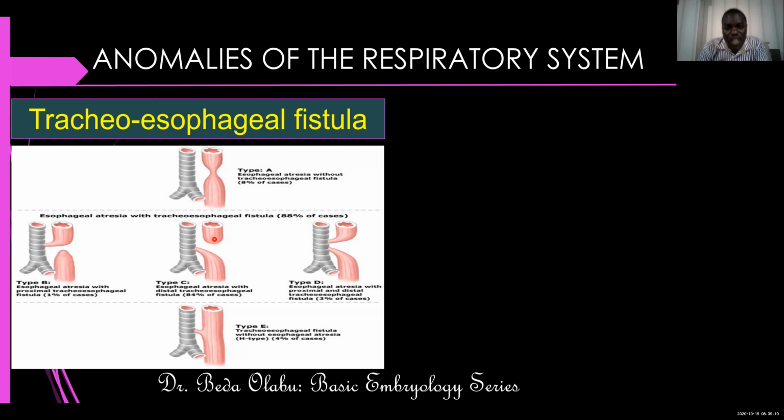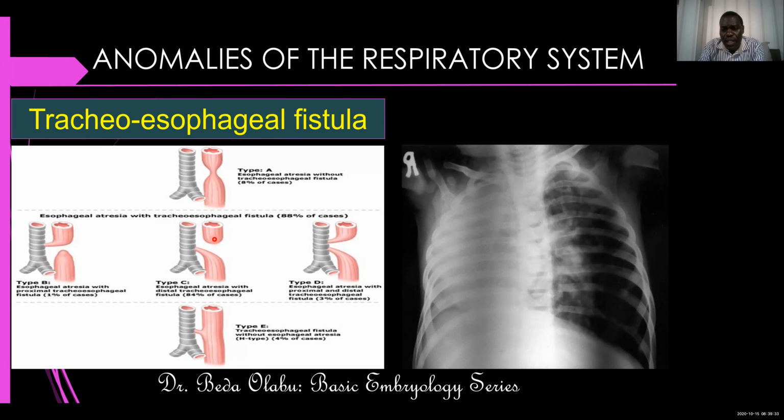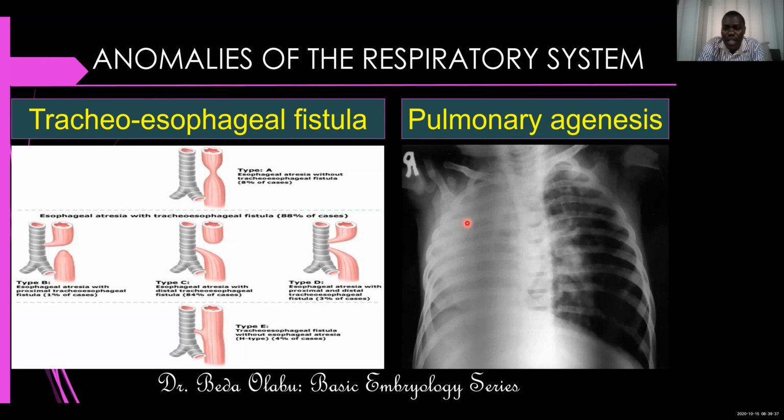These are due to defective separation. The trachea and the esophagus usually come from a common embryonic structure. Now, if they don't effectively separate, you're going to get tracheoesophageal fistula. The one to your right is showing you a scenario where one of the lungs is absent, pulmonary agenesis.